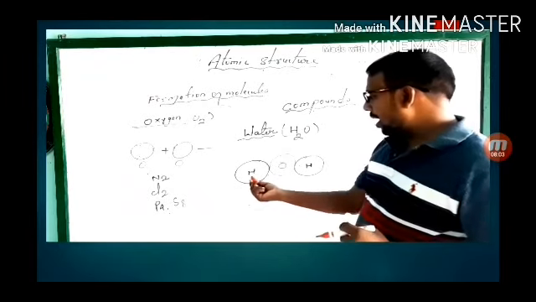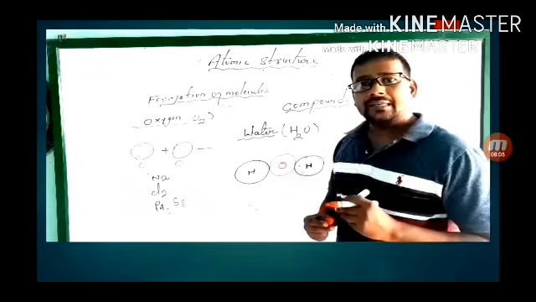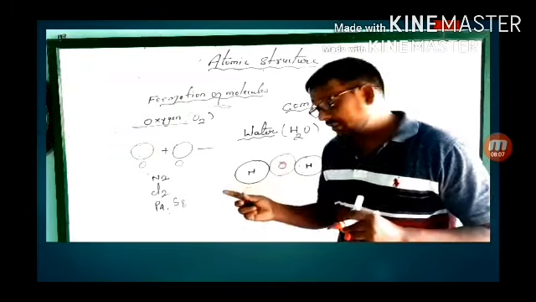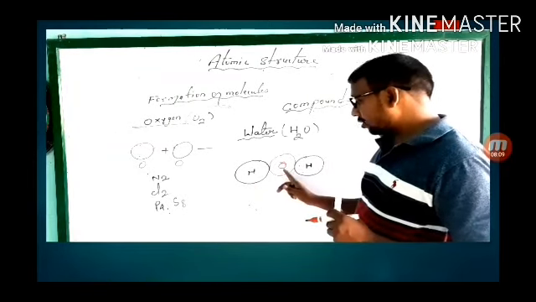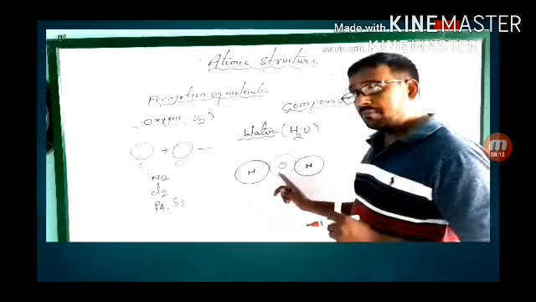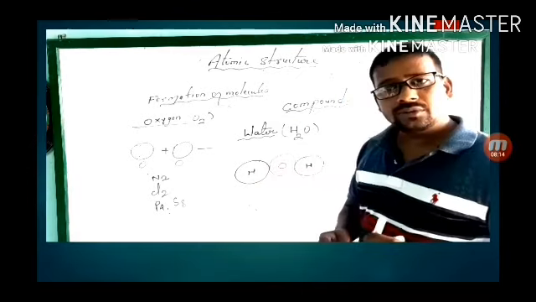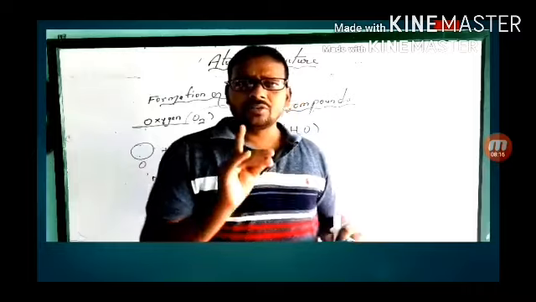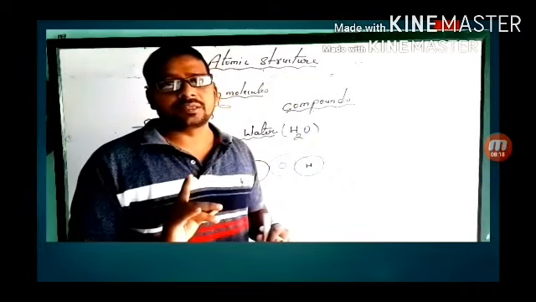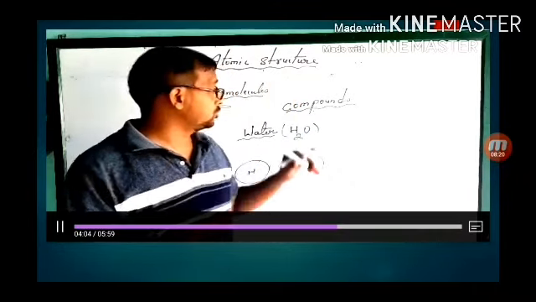When two or more atoms of different elements, here two elements, oxygen and hydrogen, combine to form a compound, it is very clear what a compound is. When atoms of different elements combine chemically, they produce a compound.